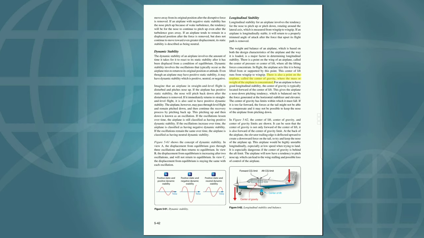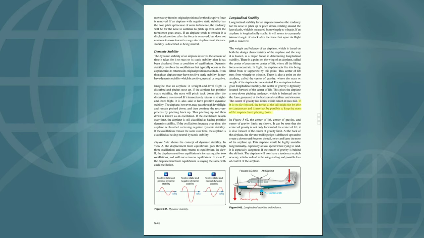There is also a point on the airplane, called the center of gravity, where the mass or weight of the airplane is concentrated. For an airplane to have good longitudinal stability, the center of gravity is typically located forward of the center of lift. This gives the airplane a nose-down pitching tendency, which is balanced out by the force generated at the horizontal stabilizer and elevator. The center of gravity has limits within which it must fall.